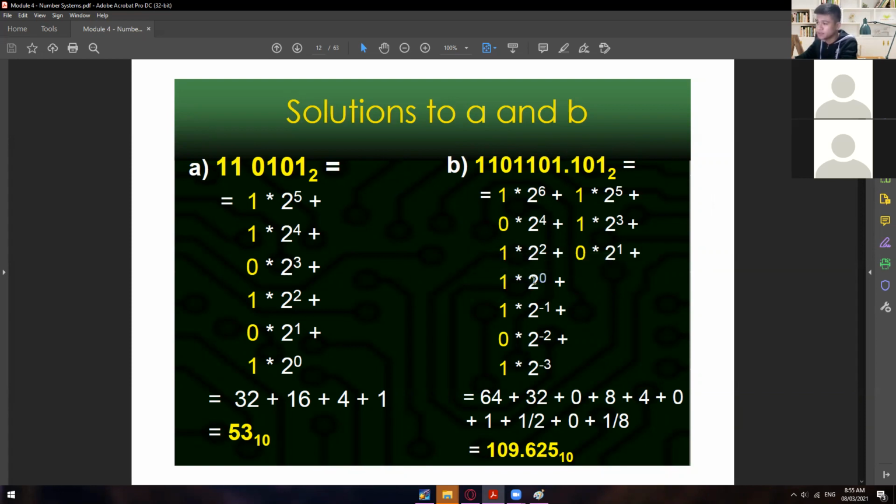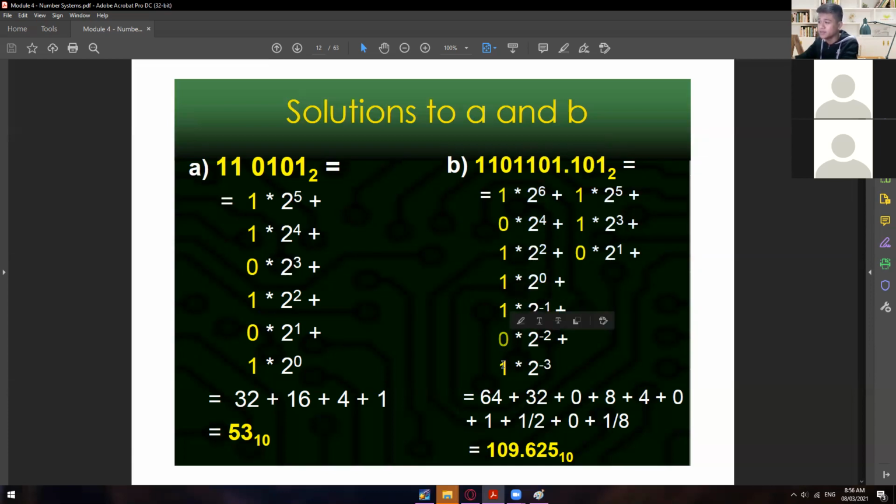So raise to 0, raise to 1, raise to 2, 3, 4, 5, and then 6. So that's it for the integer part, okay, for the whole number part. But for the fraction, just arrange this one from top to bottom.